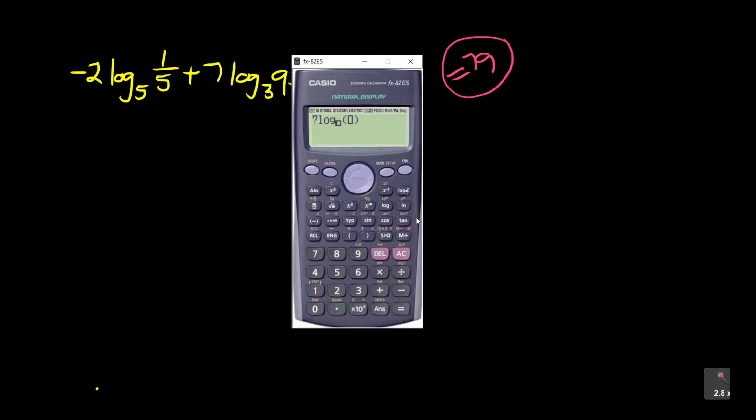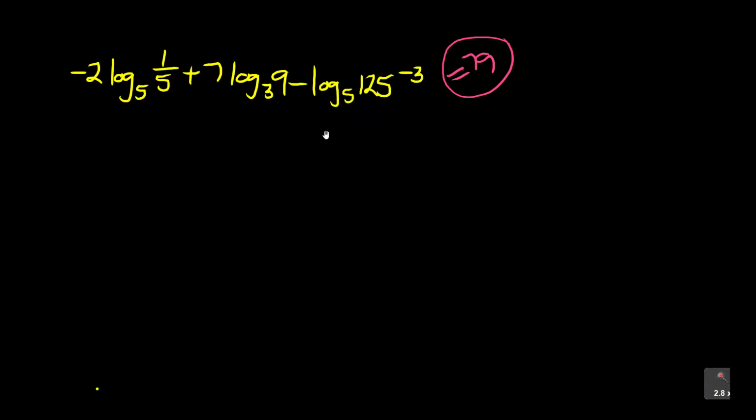7 log base 3 of 9. I've seen something giving me a different answer here. I think basically it will still give you the answer, so it's fine. I thought it was going to give a different one. Okay, let's work on this. How do you simplify the first one?